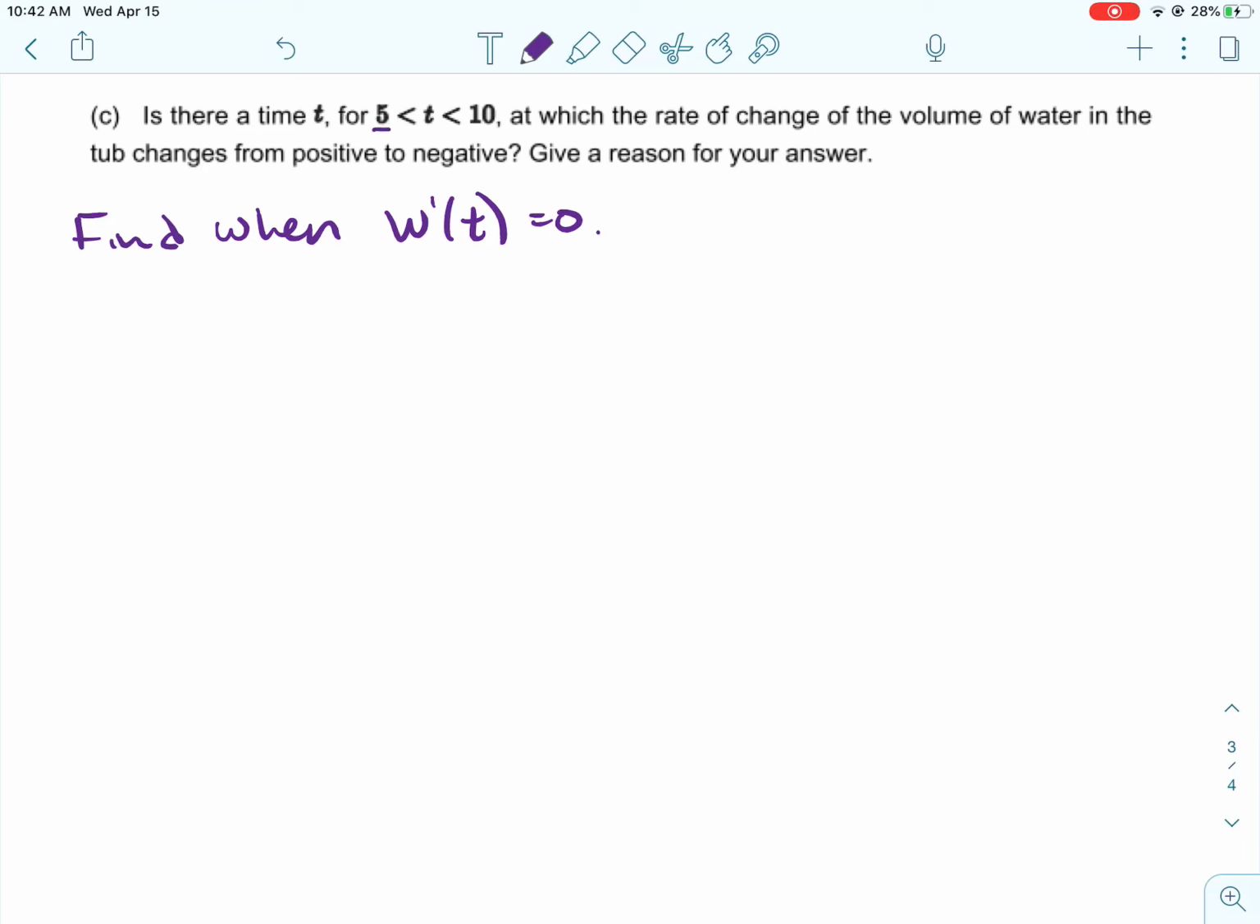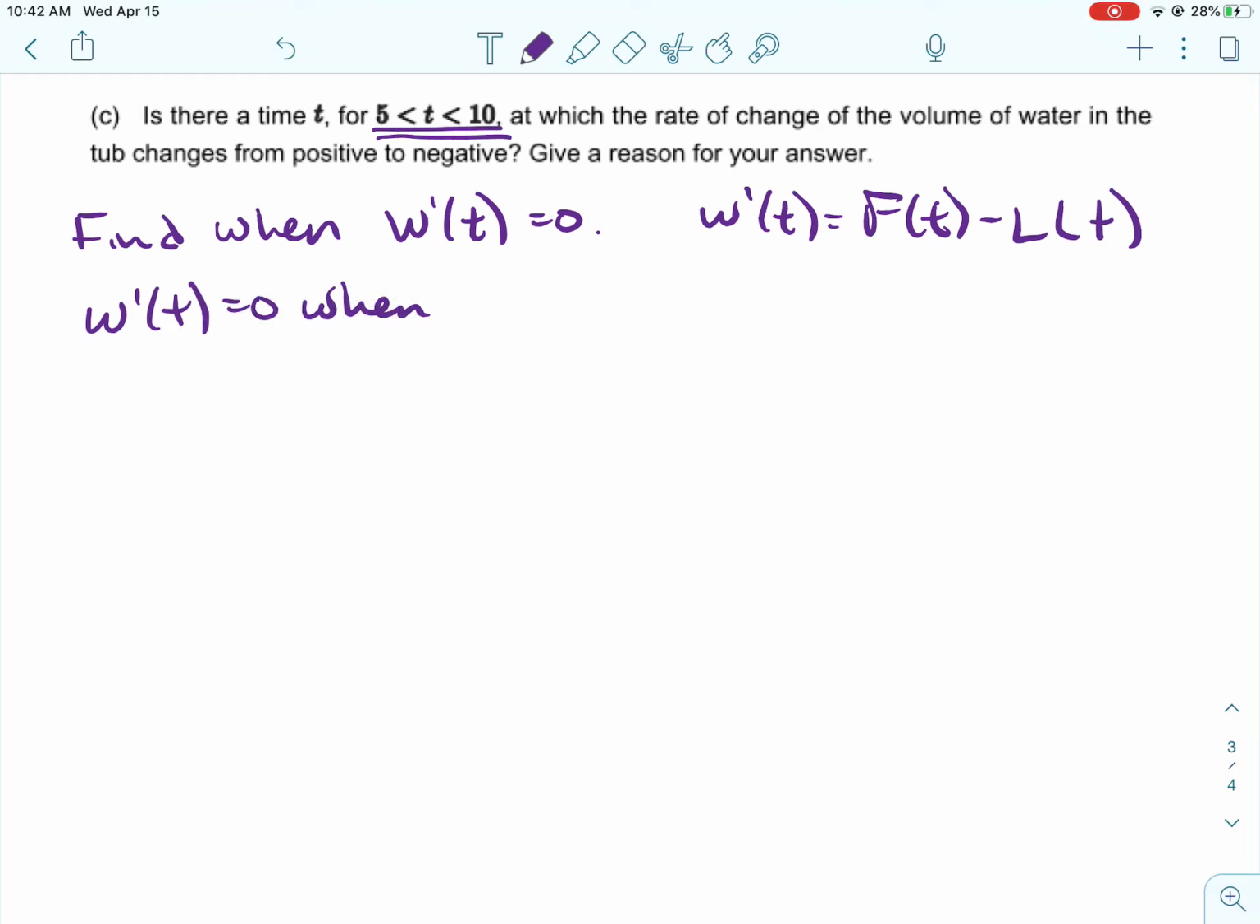All right, so we want to find when that happens, and we can just do that on the calculator. So at that time, between 5 and 10 minutes, W prime of T is equal to F of T minus L of T. So we can find when that's 0.